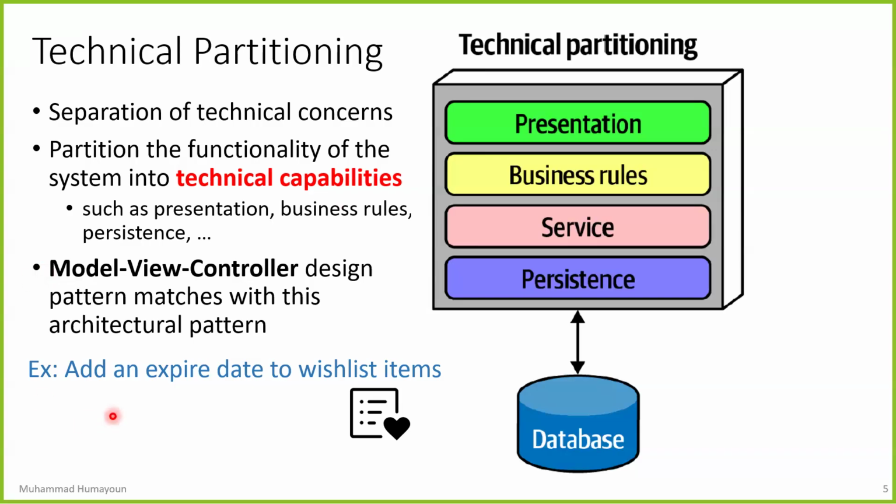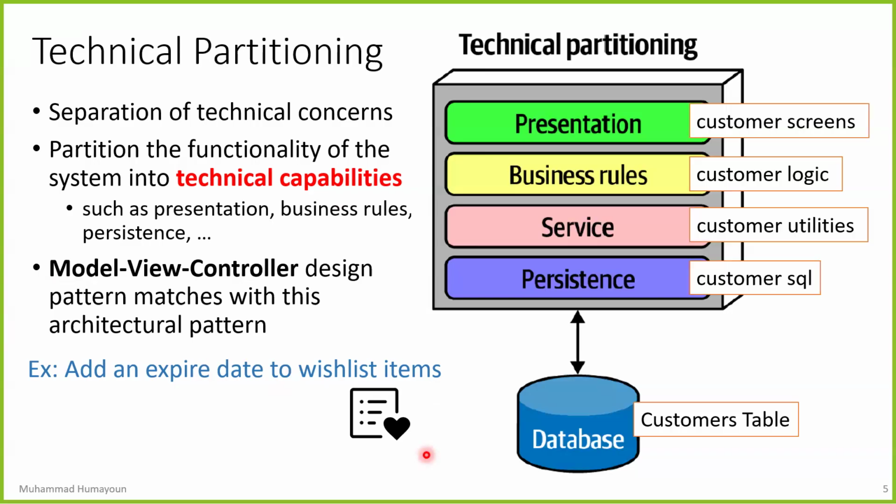So requirements changed, and now you have been told that you have to add an expiry date to the wish list items. Like in your shopping cart, you have a wish list item, and before you did not implement an expiry date, but now you have to implement an expiry date to your wish list items for the customer. What will you do when you want to implement such a thing?